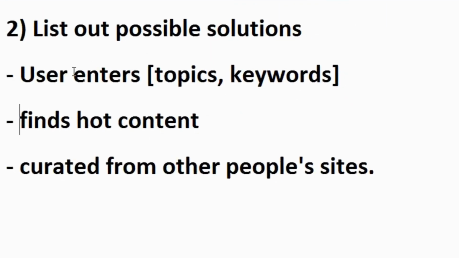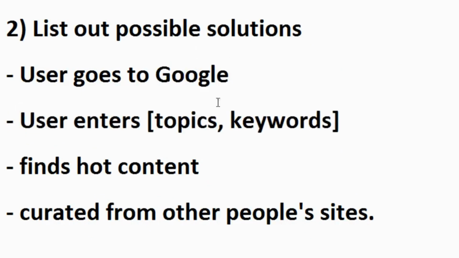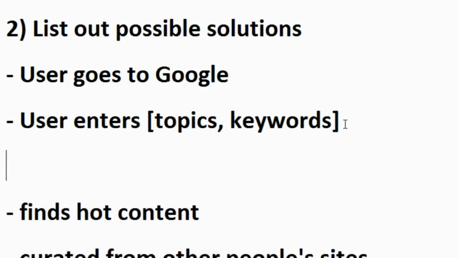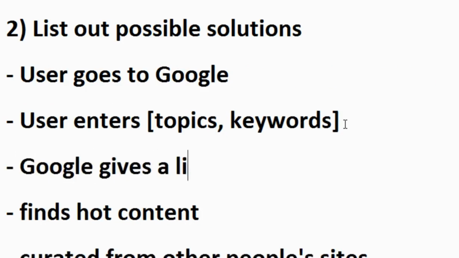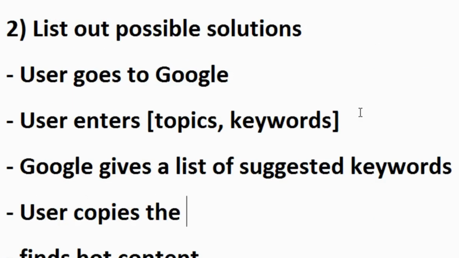So let me write that down here. Okay, so user enters topics and keywords. Let's say user goes to Google. And I'm going to rewrite this in a minute, but let's just make it simple. User goes to Google. User enters topics and keywords. Google gives a list of suggested keywords, suggestions. And the normal process is that the user copies the top 10 suggested keywords.